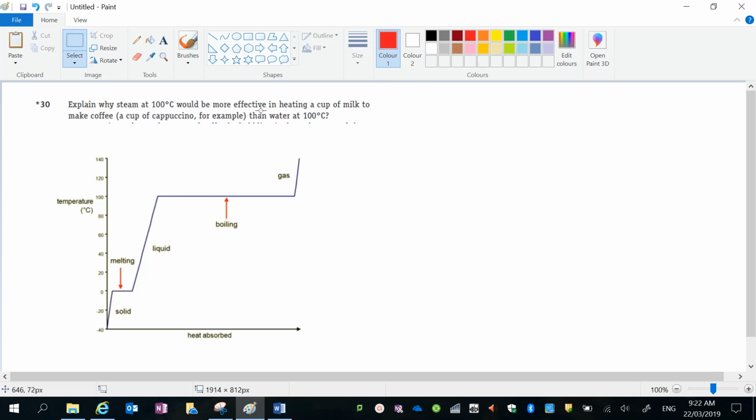Anyway, here's the reason for this question. We're going to use water to heat a cup of milk. So let's say that your milk that you've just got ready to make your coffee, you got out of the fridge, it's probably down at about 5 degrees or something like that. So that's where your milk is now.